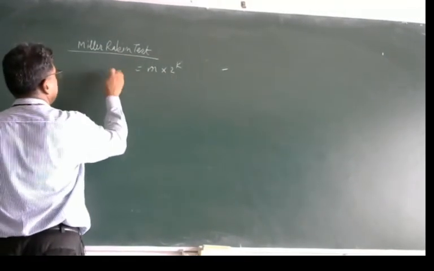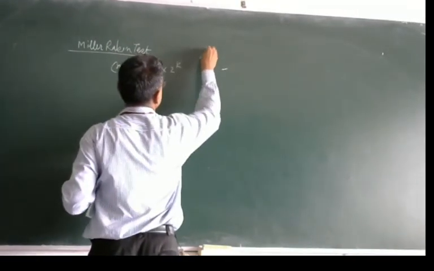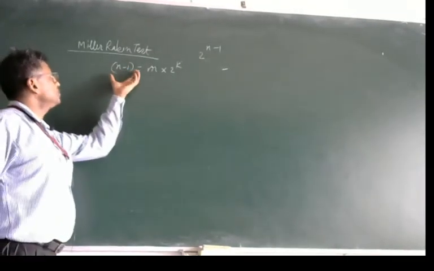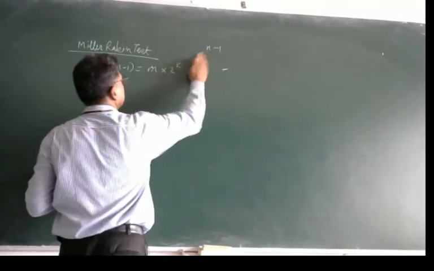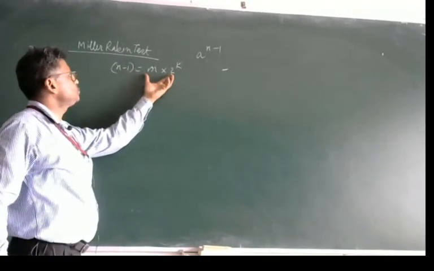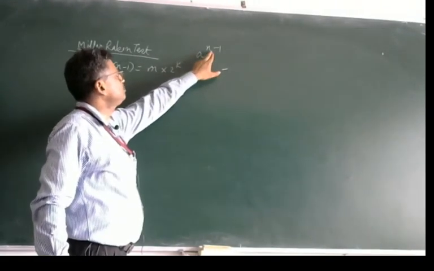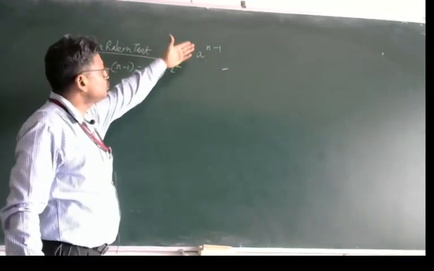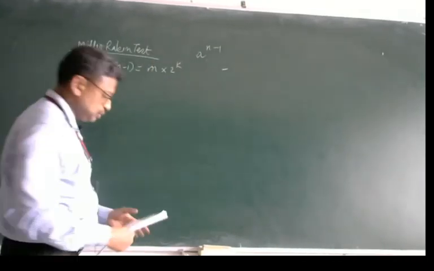Here we consider n minus 1 as m, because in Fermat's test we are calculating 2 to the power n minus 1. So instead of computing a to the power n minus 1, we consider n minus 1 as m into 2 to the power k. That means we have to compute a to the power m into 2 to the power k.